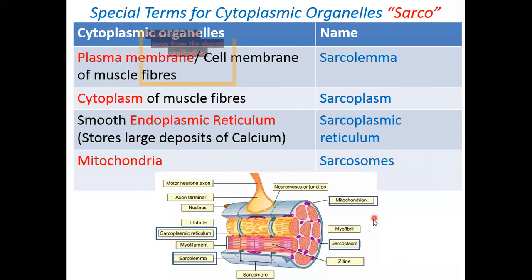Let us see all these terms here. This is a mitochondria, which is the sarcosome, which you're seeing. Then the sarcoplasm, that is the cytoplasm of the muscle fiber. Then this one is the sarcoplasmic reticulum. And the sarcolemma, which is outside, is the plasma membrane or the cell membrane. All these terms are clear, I hope. Next.